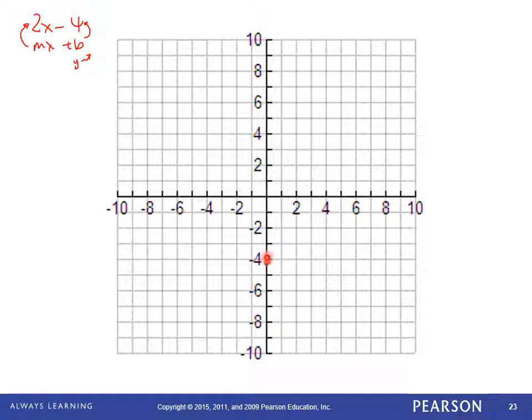So start off at -4, I'm going to go 1, 2 up, 1 over to the right. I could do that again, 1, 2 up, 1 over to the right. At this point, I can probably make a little graph, right? It's just a straight line, no problem there.